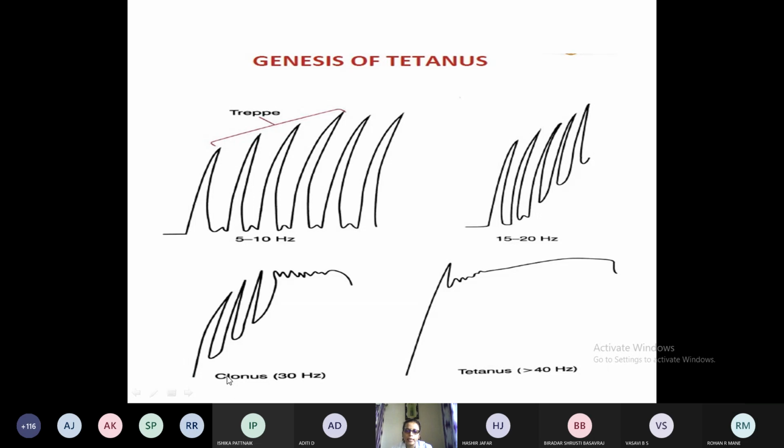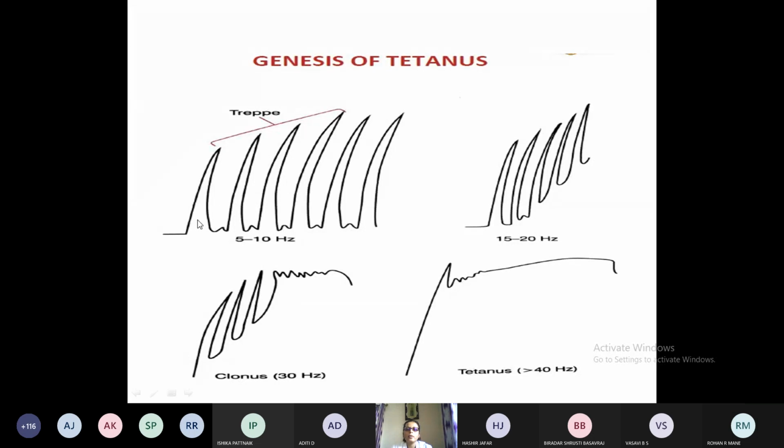If you are getting this graph, definitely they will ask the definition or the word meaning of these terms. They may ask you what is treppe, what is clonus, what is tetanus, and what are the reasons behind these happening. Okay. So this graph, we will see one by one. What is treppe? Are you seeing this graph?